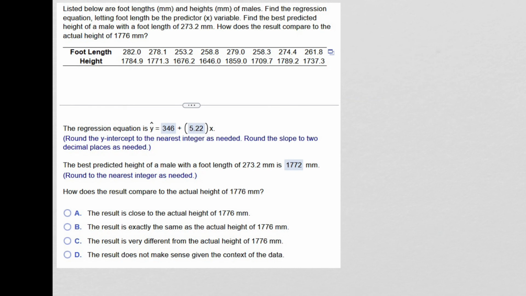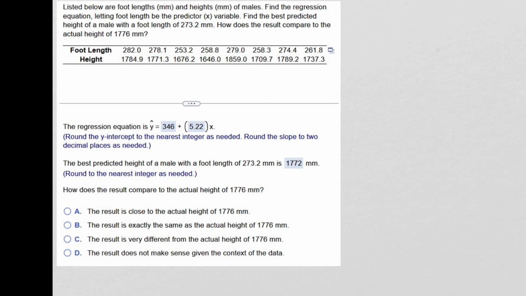And then finally, it asks, how does that result compare to the actual height of 1,776 millimeters? So we're off by 4 millimeters, and we're talking about the heights of people. So it's very close. So we can say the result is close to the actual height of 1,776. And they don't give us a definition of what would be close and what would not be, but you can use your common sense in this case to say that that result would be close. And that's how you do that problem, or both of those problems.